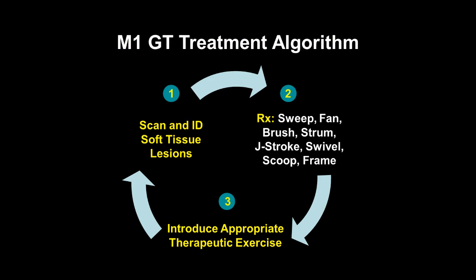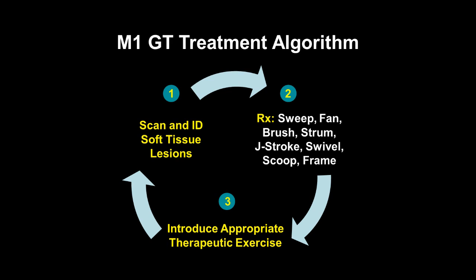So one of the things that we do try to hammer home in our trainings is a treatment algorithm, and this is the M1 treatment algorithm. Following a comprehensive physical therapy evaluation, we'd encourage you to scan and identify soft tissue lesions using the Graston technique instruments. And in your clinical judgment, if you found that the soft tissue lesion you had evaluated would be amenable to some type of manual therapy, we would then teach you how to use our instruments with our strokes. And then step 3 is to introduce and apply the appropriate therapeutic exercise.